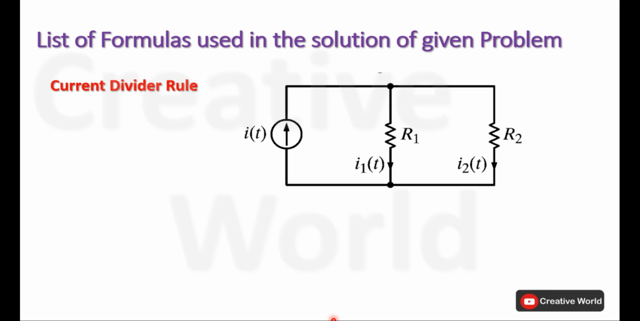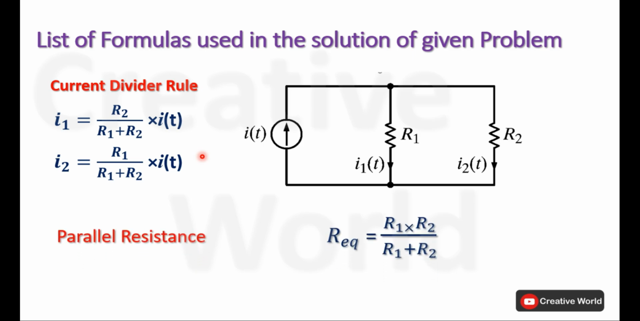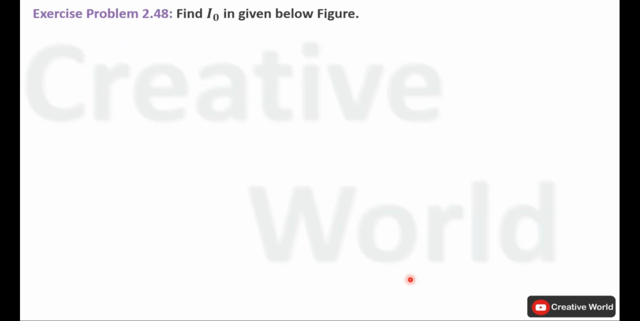Basic equations for the calculation of current I1 and I2 using current divider rule for this particular circuit are provided here. We also will be using the parallel equivalent resistance formula for two parallel connected resistances. That is, R equivalent equals the product of both resistances connected in parallel divided by their sum. Now move towards the problem.